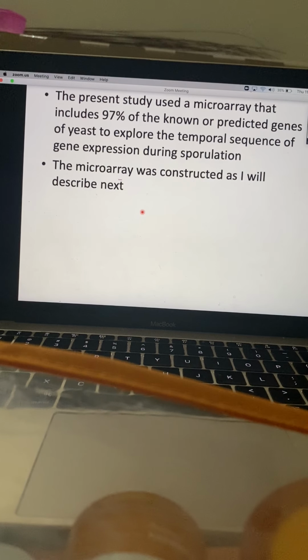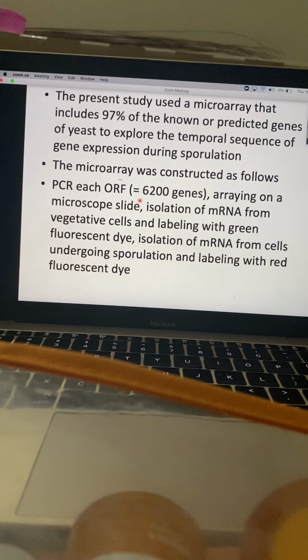So there were actually 2 graduate students that are responsible for this work. So what they did was you PCR each open reading frame. So there are 6,200 in yeast. And then you array on a microscope slide. Yeah, the one you use in the lab to look at anything. It's a simple microscope slide. And this is done with a machine that they designed. You know, they have pins and they put the DNA.